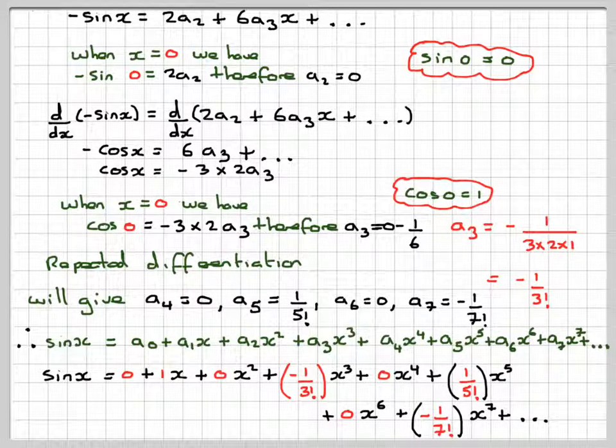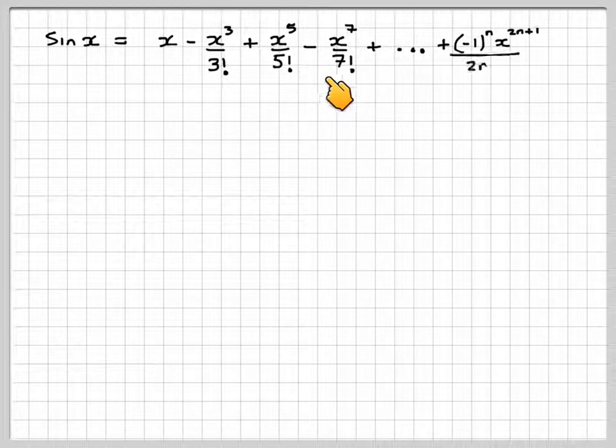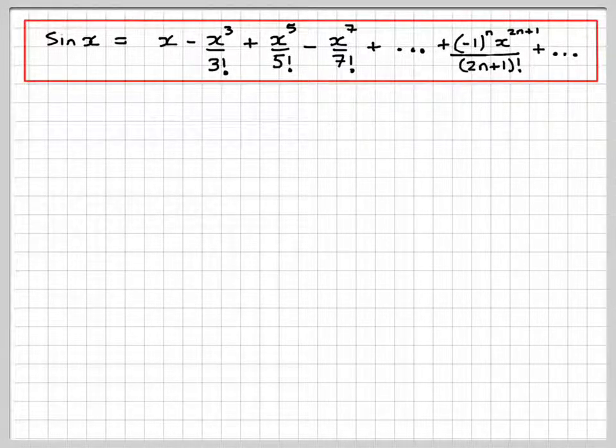And taking the terms which have non-zero constants, we end up with sin x is x minus x cubed over 3 factorial plus x to the 5 over 5 factorial minus x to the 7 over 7 factorial. The general form, with n starting at 0, will give these terms, and we're not really interested in that at the moment, we're just interested in this bit for the next part. Now this is interesting because this is the way that your calculator actually works out the value of sin x.